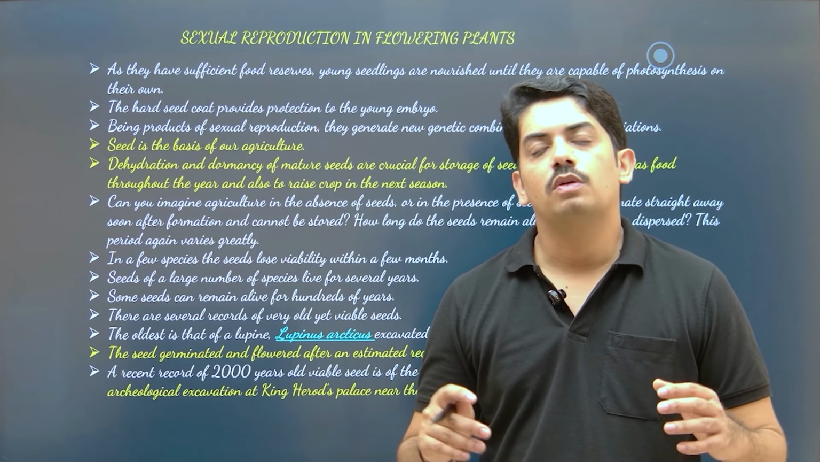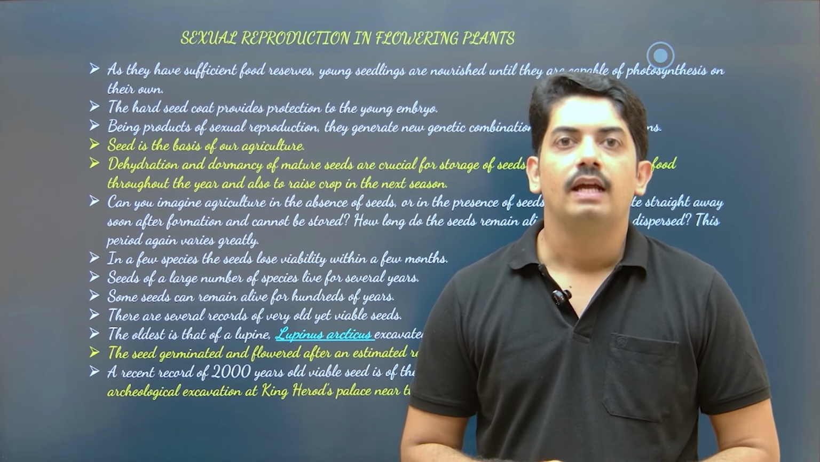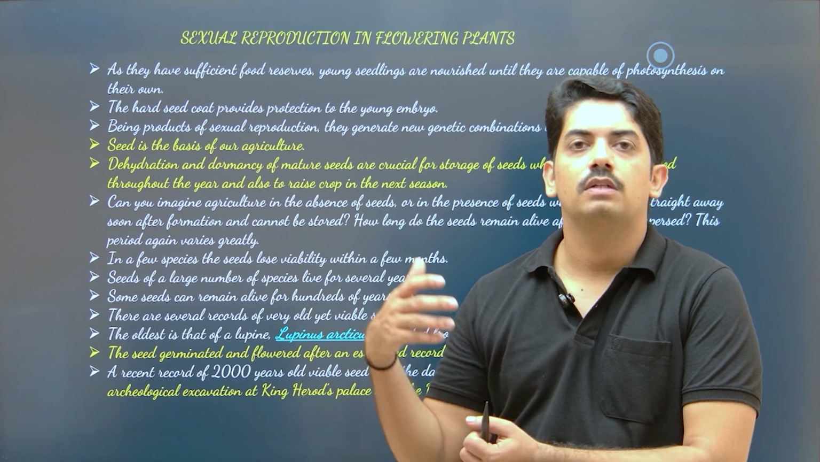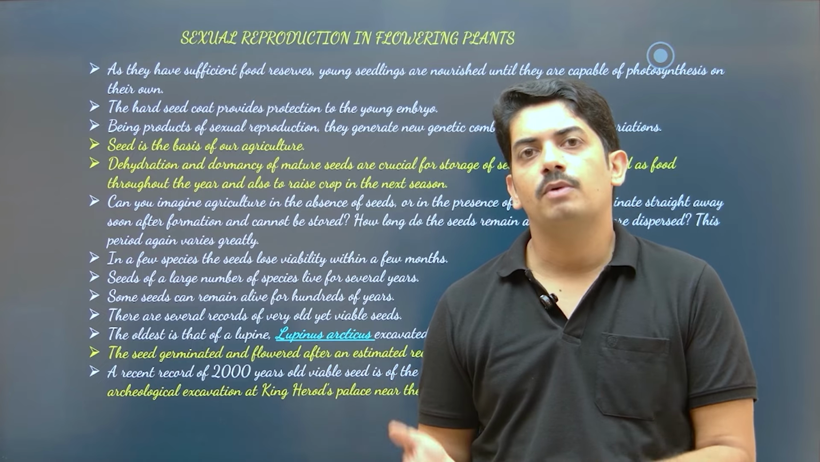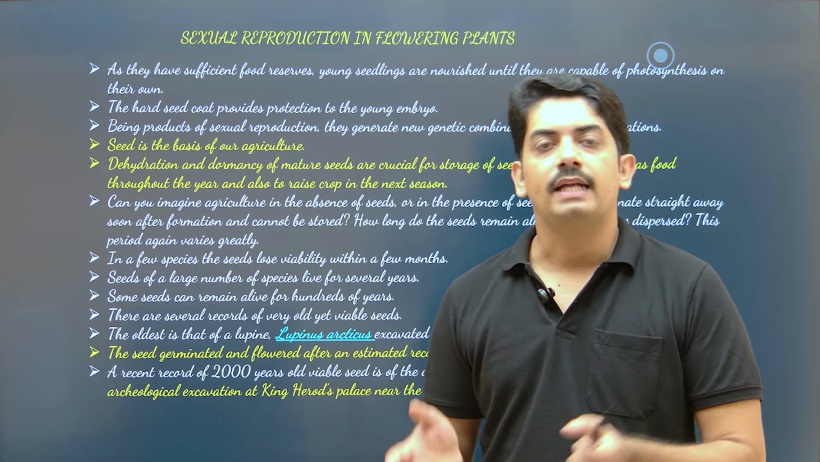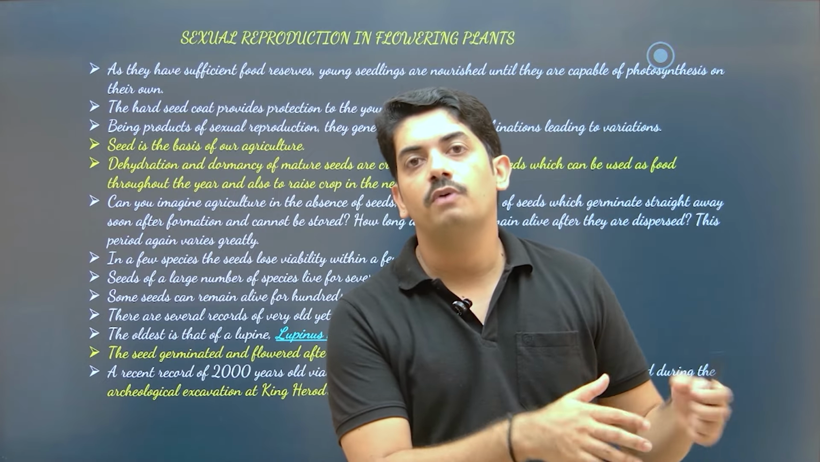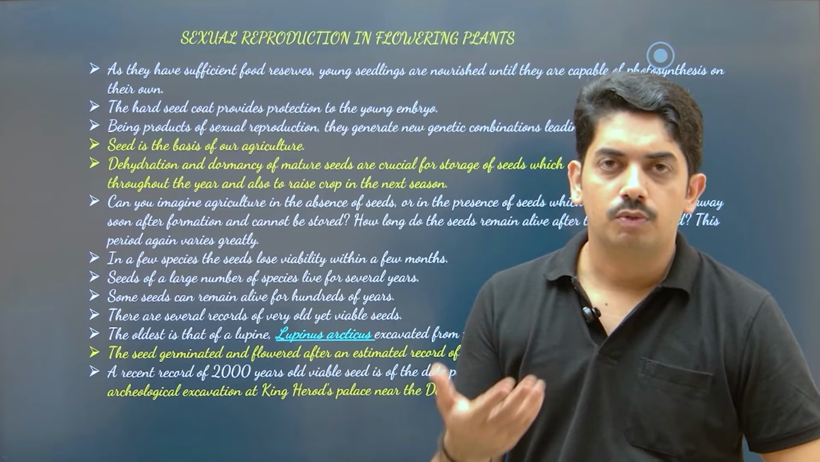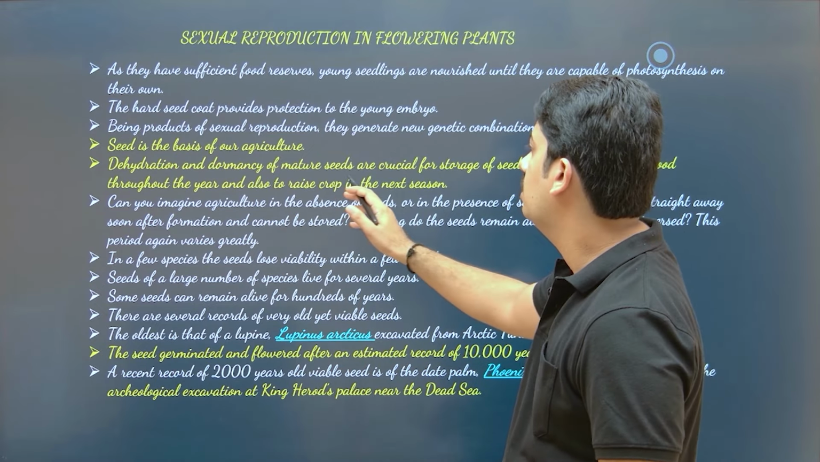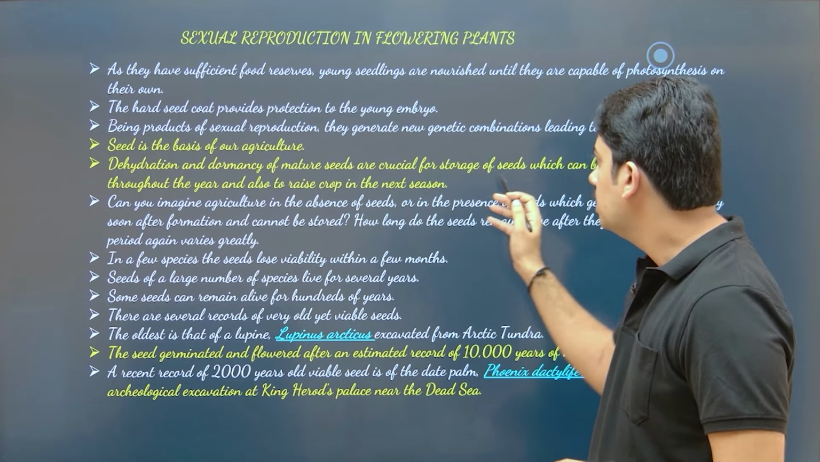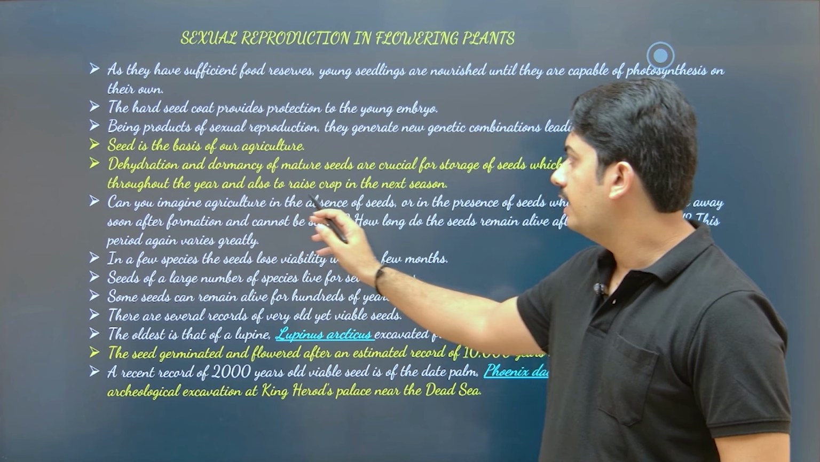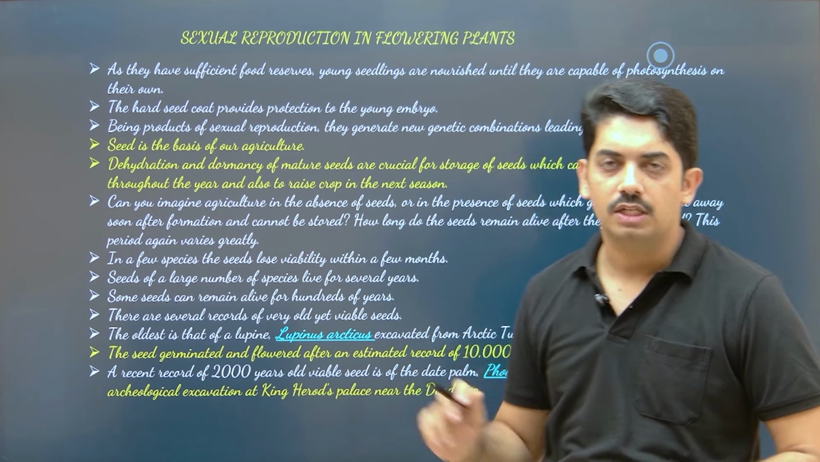Farmers grow the plants. At the time of harvest, they use some amount of seeds for commercial purpose, some amount of seeds for their personal use, that means as a source of food, and some amount of seeds will be stored for the next year to produce a new crop. Okay. Dehydration and dormancy of mature seeds are crucial for storage of seeds which can be used as food throughout the year and also to raise crops in the next generation.